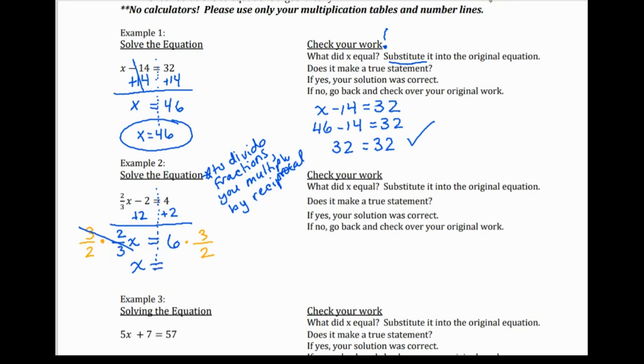How do I multiply the right side? 6 times 3 and then 6 times 2? Or do you put 6/1? Bingo. Make sure to put 6/1. Whenever you have a whole number, put it over 1. And then we just go right across. So 6 times 3 is 18, and 1 times 2 is 2.